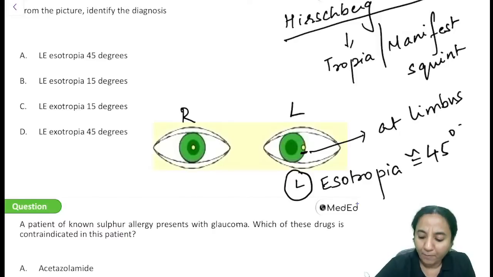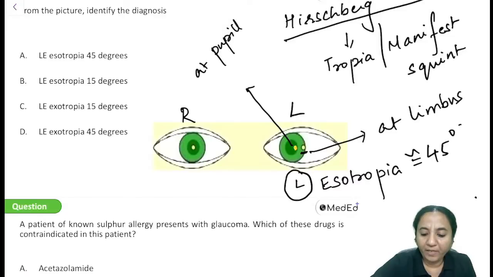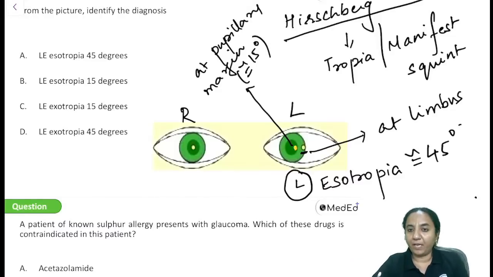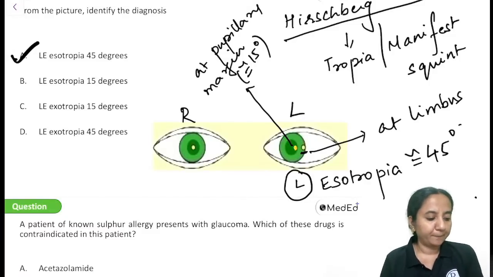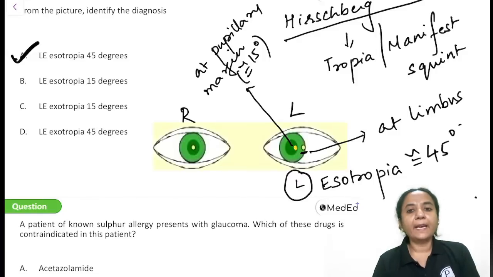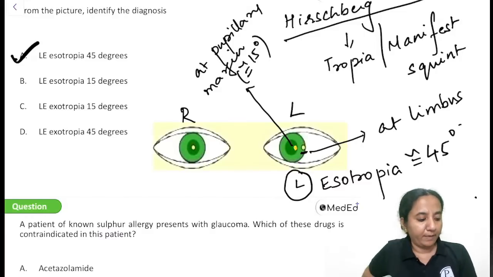Now, if the reflection had been somewhere here, that is, if the reflection had been at the pupillary margin, how much is the amount of deviation? If it is at the pupillary margin, then the amount of deviation is around 15 degrees. At the limbus, it's 45 degrees as it is there in the question. So here it is 45 degrees. And if the reflex is midway between the pupillary margin and limbus, then it's going to be around 30 degrees.